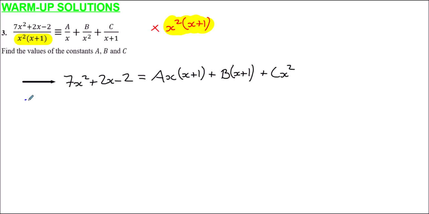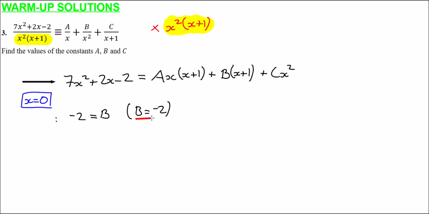So if x equals 0, then what we have, 7 lots of 0 squared is nothing, plus 2 lots of 0 is, well, nothing. So we're just going to have minus 2. So minus 2, this term here becomes 0, because a times 0 is 0. Then we have here b multiplied by 0 plus 1, which is b. And then c times 0 squared is nothing. So in other words, b equals minus 2. So we've got one of them now.